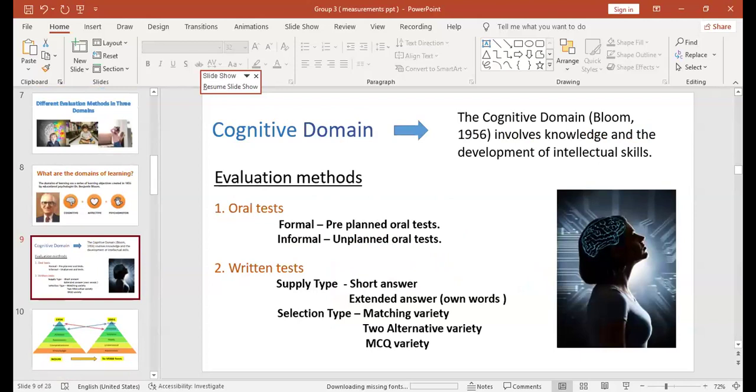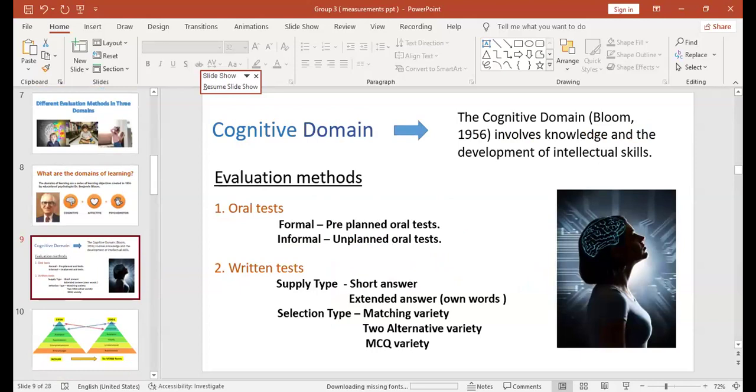First one is the cognitive domain. The cognitive domain involves knowledge and the development of intellectual skills. And we can see evaluation methods of the cognitive domain. First one is the oral test. We can divide it into 2 parts. Those are formal and informal.